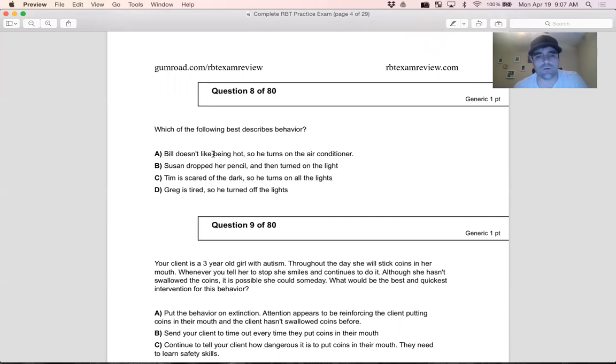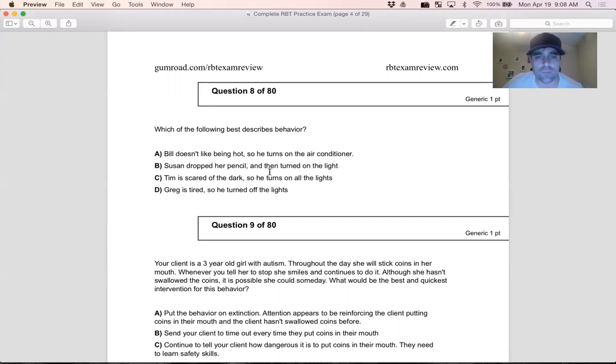How do we know Bill turned on the air conditioner because he doesn't like being hot? Can you observe liking? Can you measure liking? No, right? So these emotions, these mentalisms, these constructs, we can't describe behavior like that. Now, you could have just put Bill turned on the air conditioner. That's a behavior. But adding things like Bill liked doing it, or Bill didn't like it, or Bill was upset, we don't describe behavior in those terms. We can't observe it, we can't measure it.